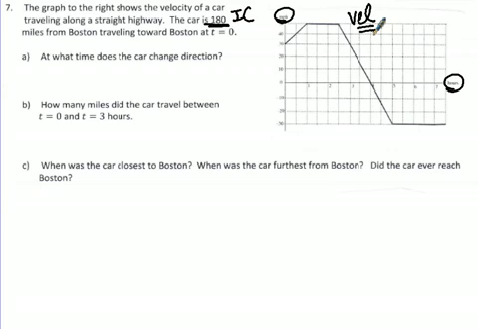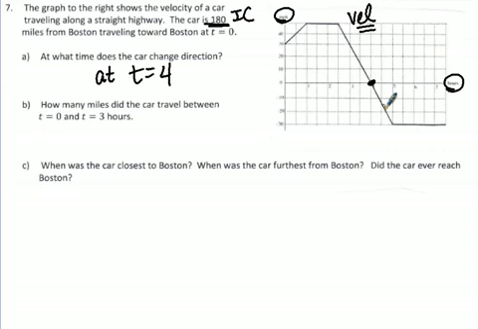Question A asks, at what time does the car change direction? Well, if I'm looking at velocity, when velocity is positive, the car is moving in the positive direction. When velocity is negative, the car has changed direction. It's moving in the negative direction. And so you can see that that happens right here at time t equals 4. At that time, that's when the car turns around. At first it's heading toward Boston, and then it changes direction, it becomes negative, which means we're heading back to where we started.